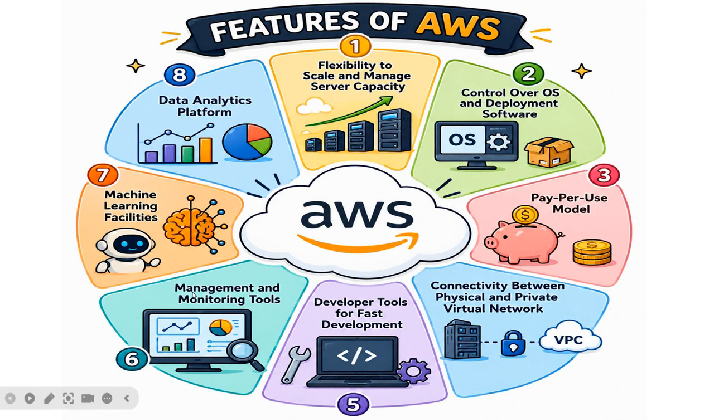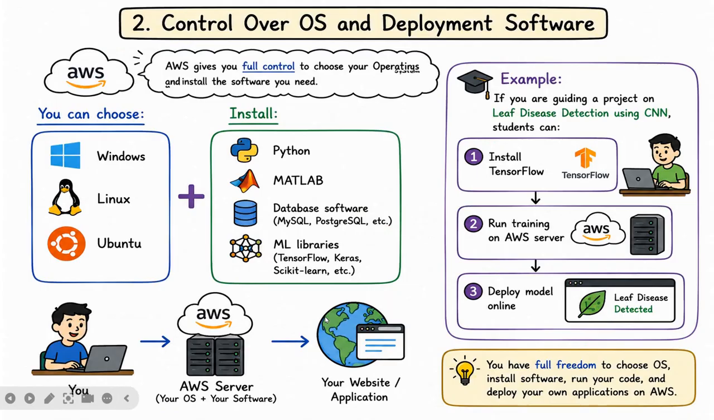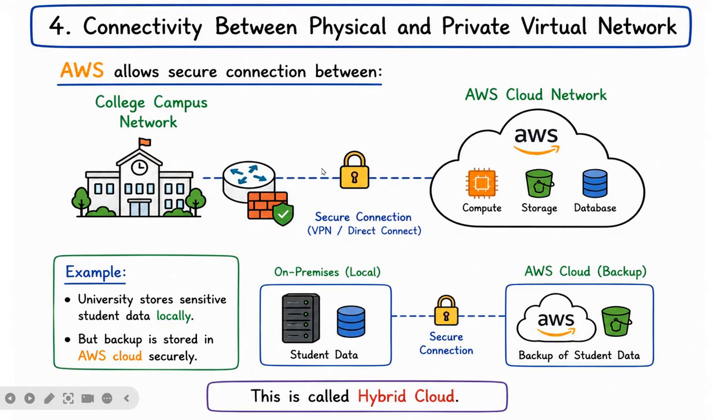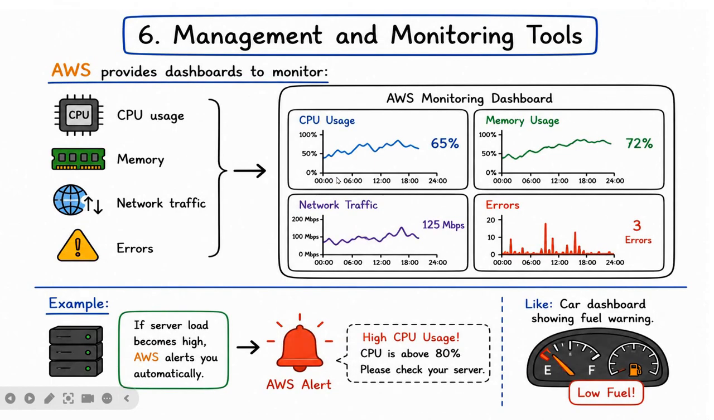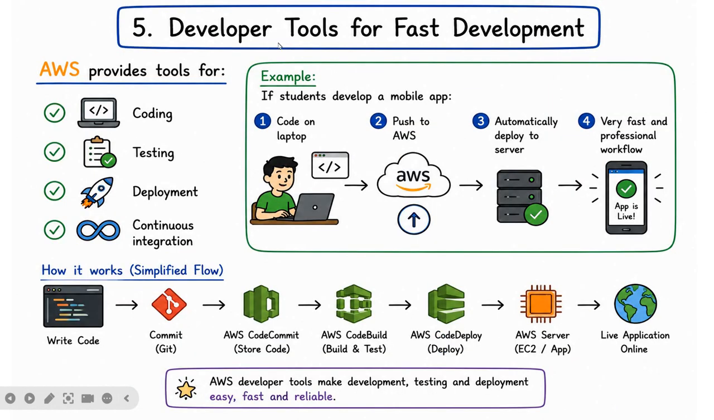In the previous videos, we have seen the 4 features of AWS. Today, in this video, we'll see the next 2 features of AWS, that is the developer tools for fast development and management and monitoring tools. So this was the first one, second, third, and fourth. These all 4 we have seen in the previous videos. In this video, we'll see the developer tools for fast development.